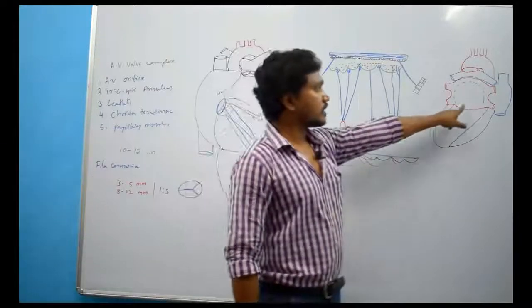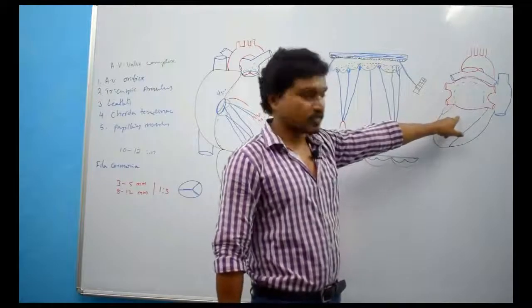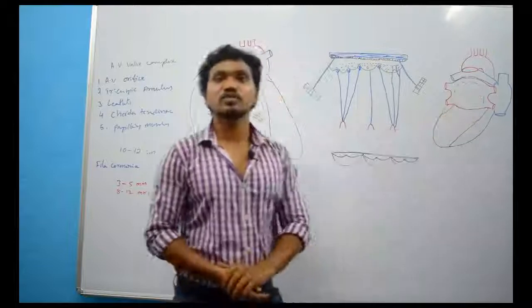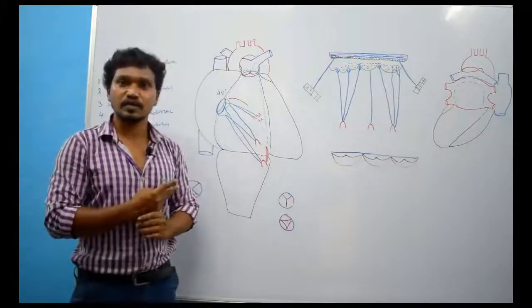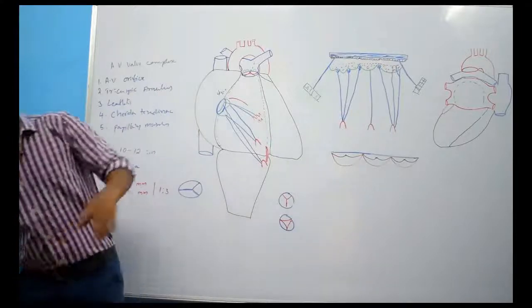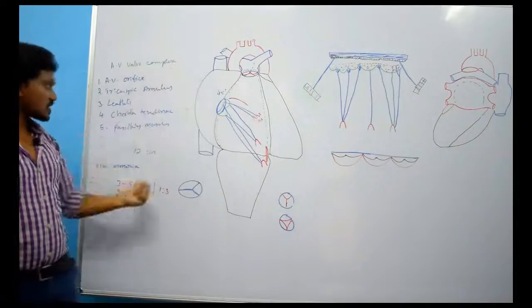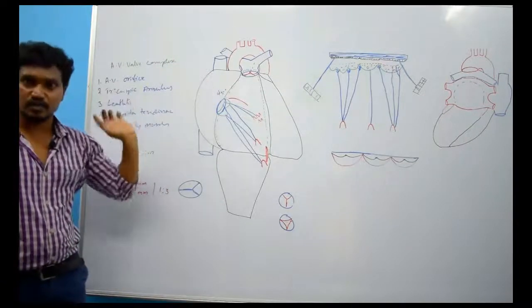Then see here, from here blood has to enter into the left ventricle through the valve. Which valve is this? Mitral valve or bicuspid valve. Clear? So there also there will be an atrioventricular valve complex. Structure will be similar, but some variations are there. Those variations I will tell you.